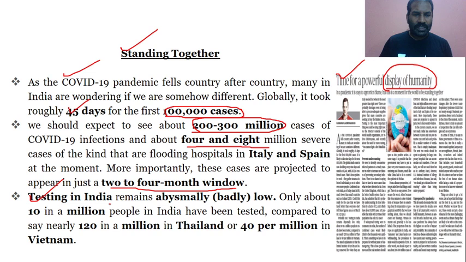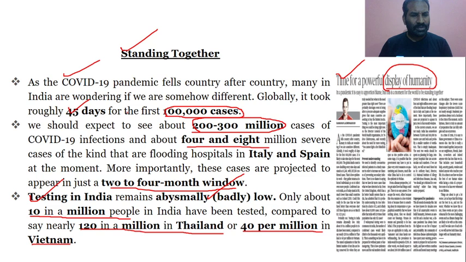So testing in India is abysmally, that is very, low. As per the statistics, with the machinery we have, testing can take place for only 10 in a million people in India. When we compare it with other countries, Thailand is comparatively better than India in regards to testing: 120 in a million in Thailand, and 40 per million in Vietnam. So when we compare India with Southeast Asian countries, it is very, very low.